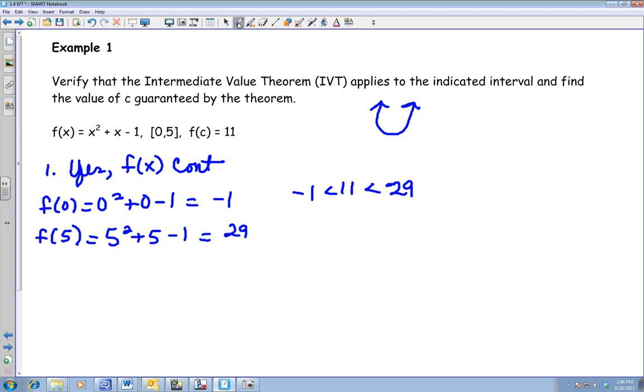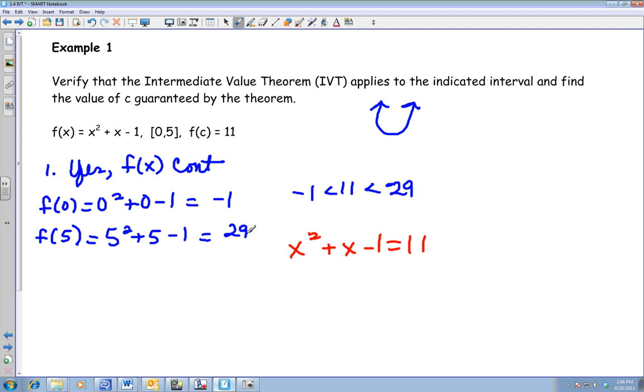I'm going to change colors here. I'm going to take my problem they gave me and set it equal to whatever this was, 11. And then I'm going to solve. Now you have to be careful.